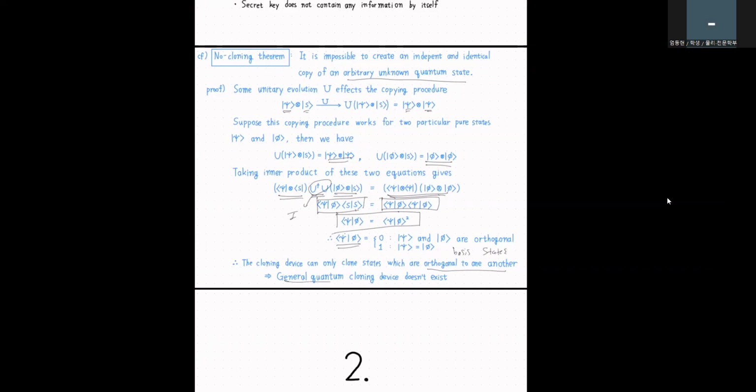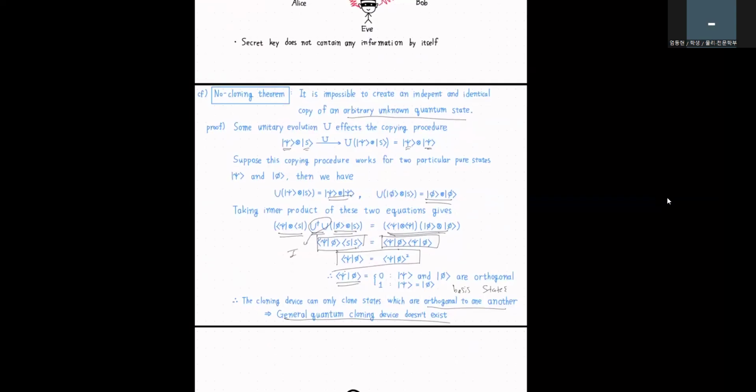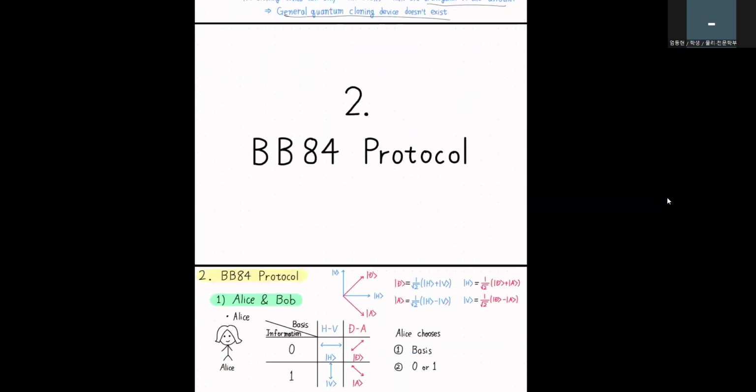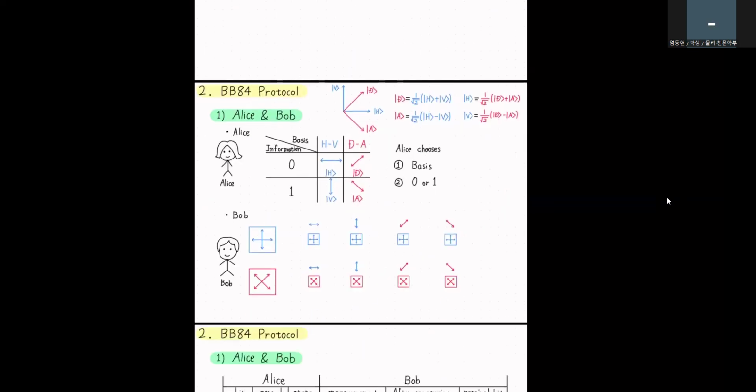So in general, such a quantum cloning device doesn't exist, and this no cloning theorem can be used to basically protect against eavesdroppers copying intercepted messages without the knowledge of both parties. Now, such quantum properties are used to develop many different protocols for key distribution. And one of the simplest protocols is called the BB84 protocol, which we're going to look at right now.